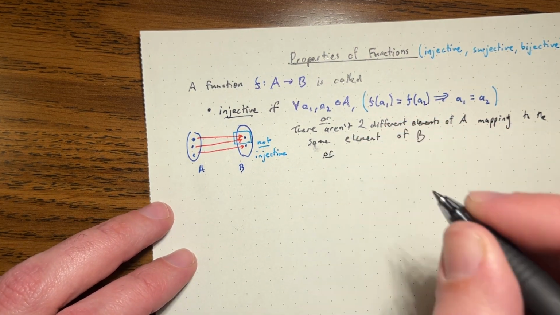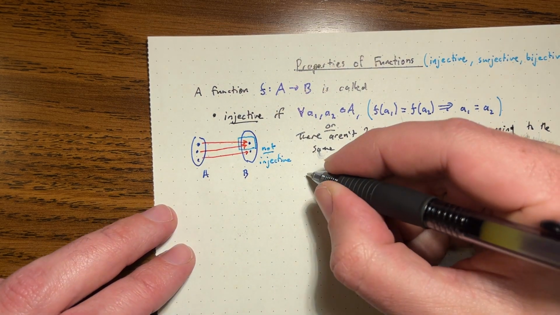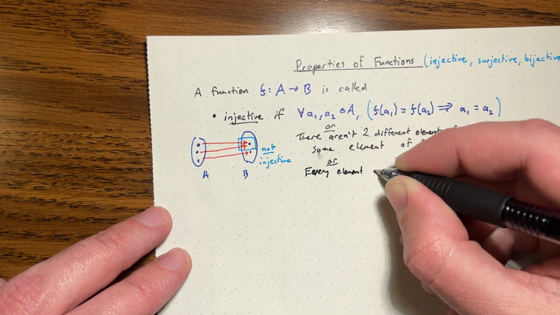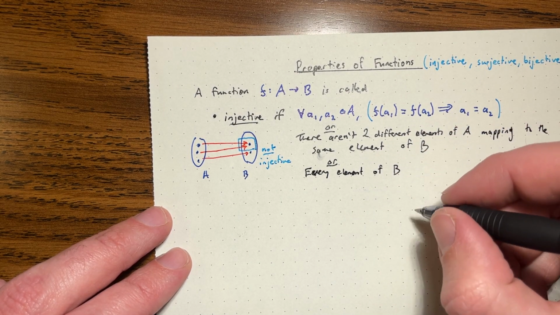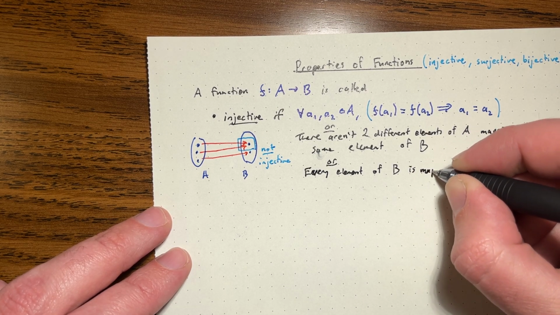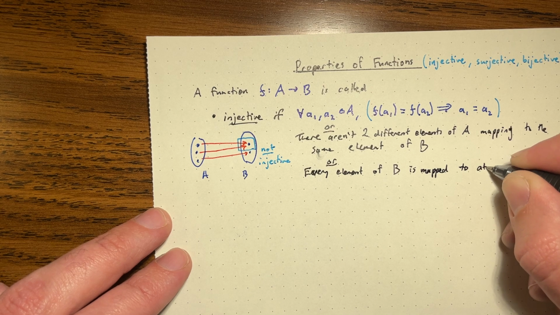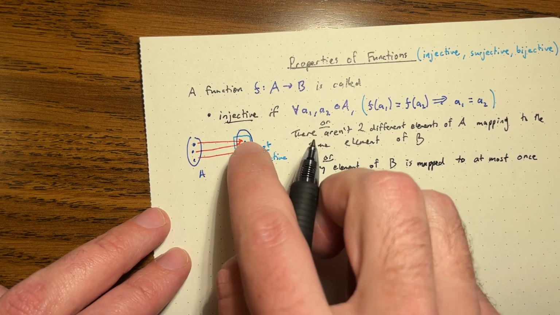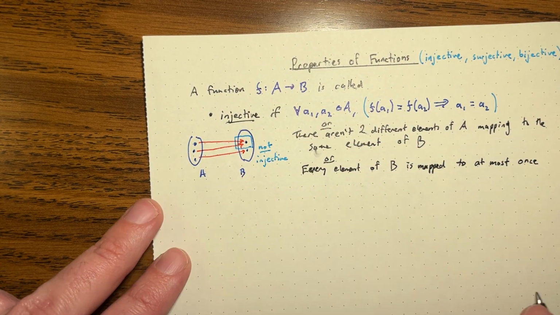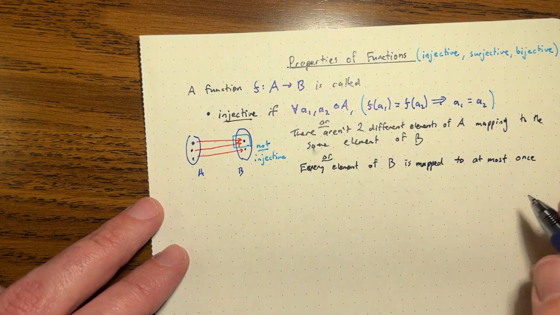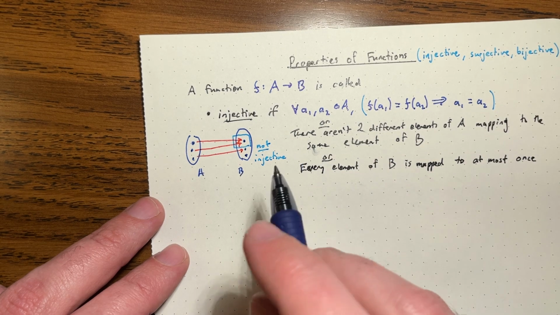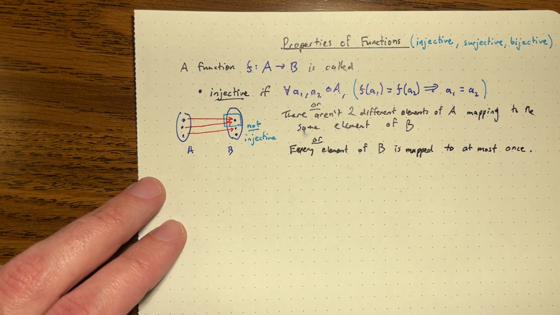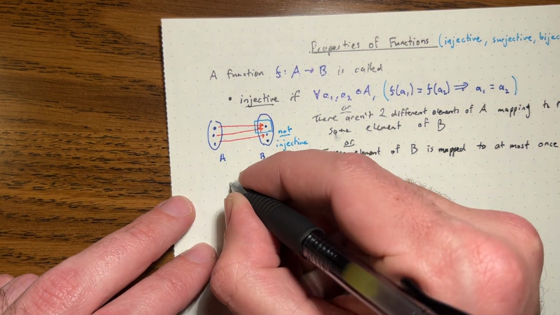Another way you can write this is: every element of B is mapped to at most once. I can't have two different arrows coming into any element over here. Everything over here, there can be at most one arrow. If I have some element that doesn't get mapped to at all, that's okay. That's not what's preventing it from being injective. It's really this that we're looking to avoid. Okay, so that's injective.